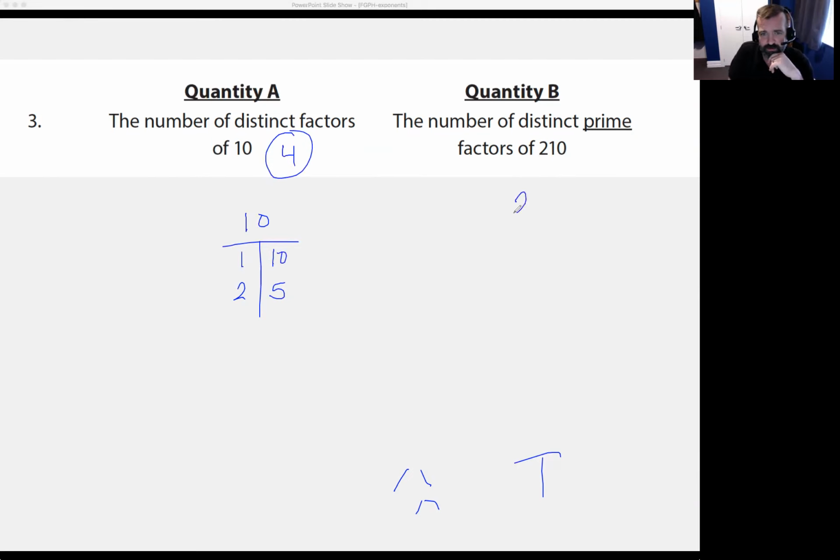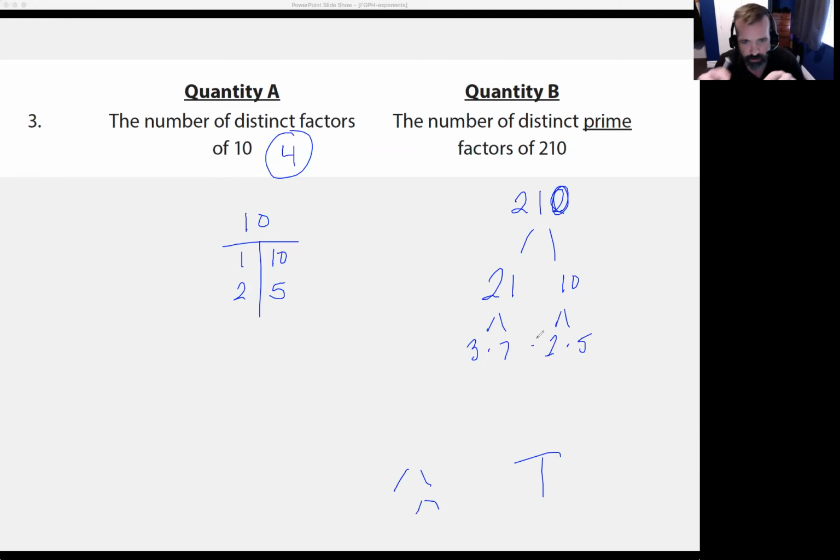All right, so the number of distinct prime factors of 210, what tool do I use, tree or T? Use the tree, excellent. Let's break it on down. I'm going to go 21 times 10, because that makes sense to me. 21 is 3 and 7. 10 is 2 and 5. So how many distinct prime factors does 210 have? All right, so we got 4.